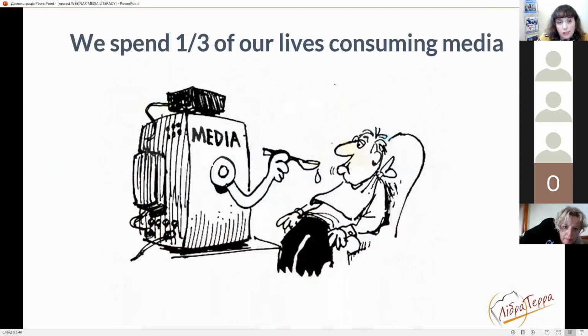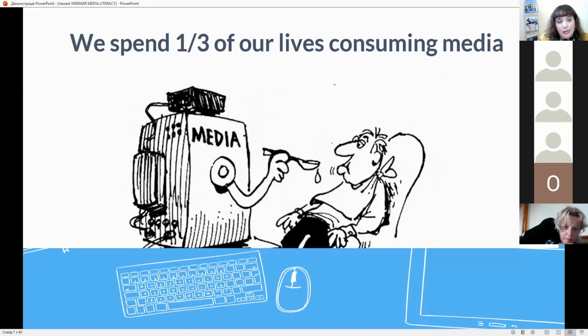Then, of course, again, we are speaking about the time we spend on media in general. And I'm not sure how exact the statistics is, but I found this interesting number that the average person spends around one third of his or her time consuming media. And pay attention to this funny cartoon. If we are not media literate, we may all turn into this old man who is sitting and passively just accepting the information. Because we want to be media literate, we don't want to be like him, of course.